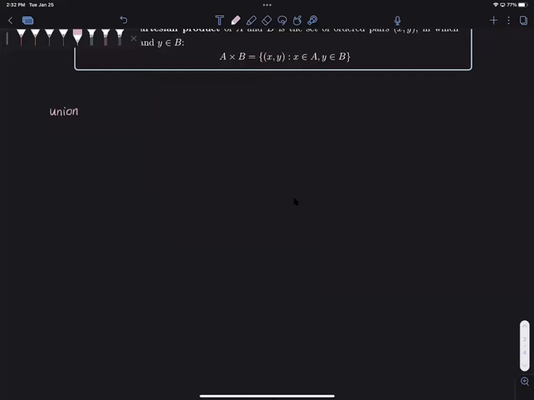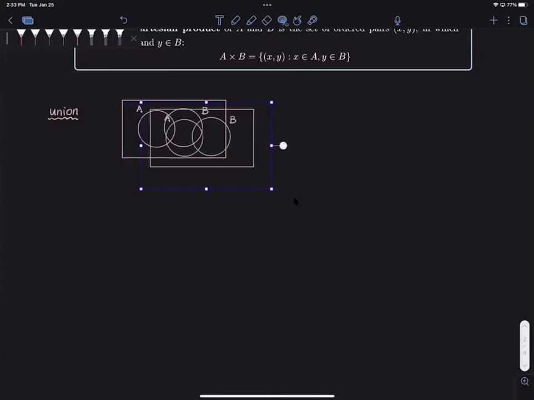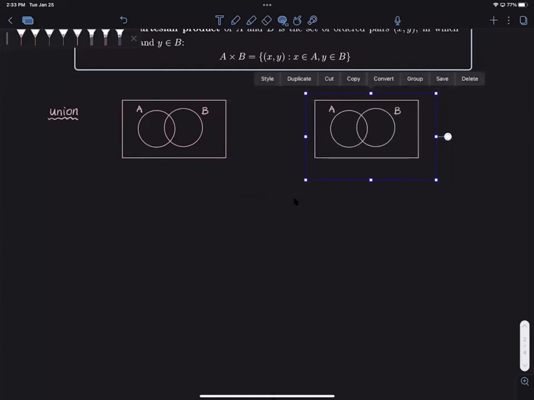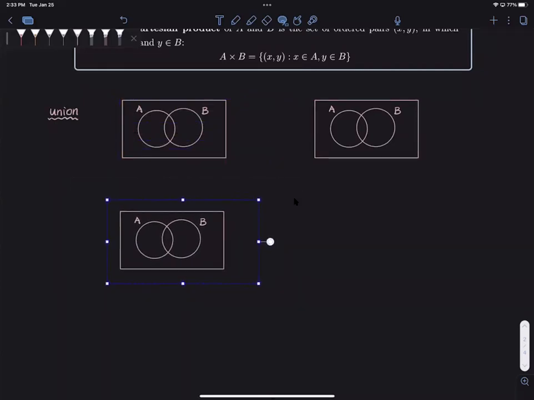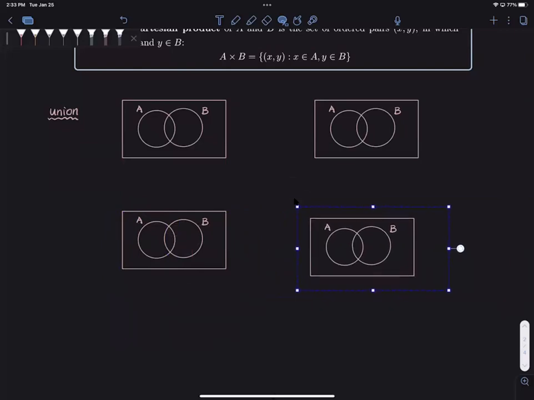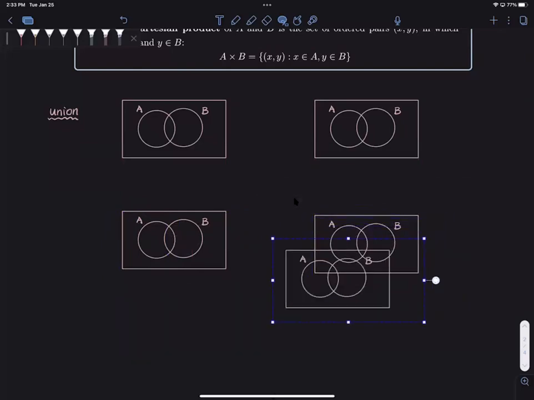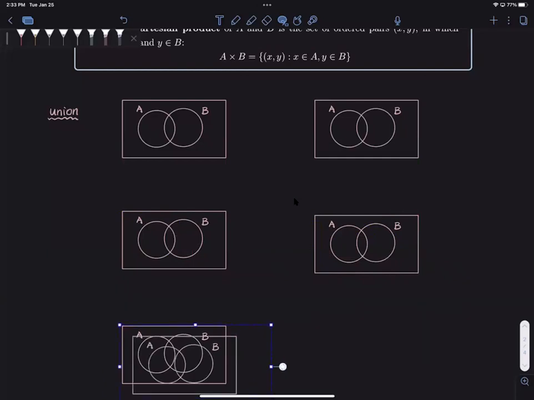So, the union of two sets. I'm going to draw a diagram. This is my A. This is my B. The rectangle is my universal set. I'm going to duplicate it and do it again. I need 6 copies of this. Okay, continue. And lastly here.